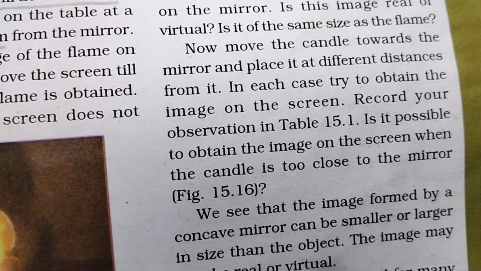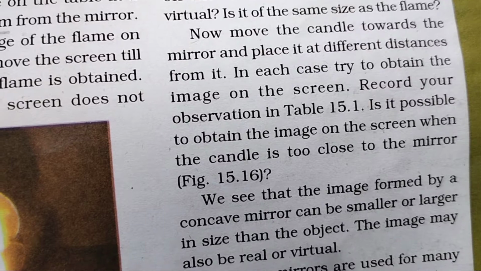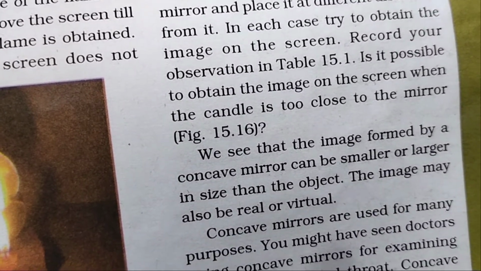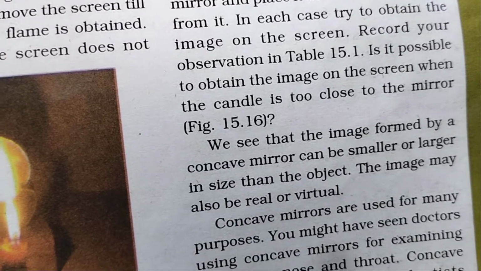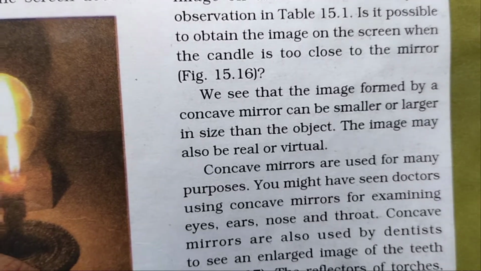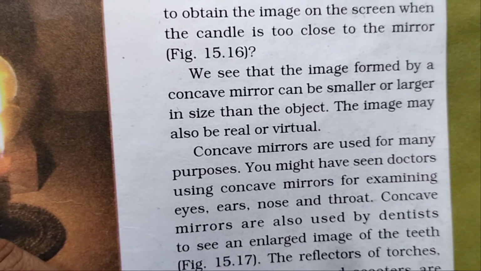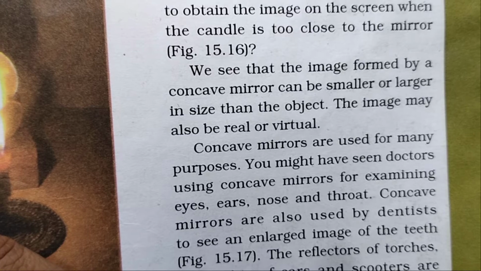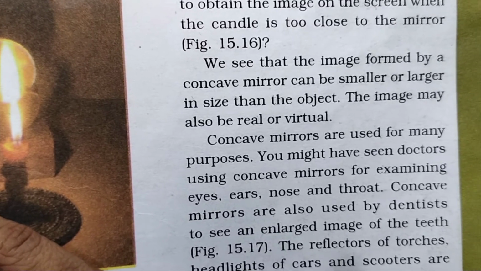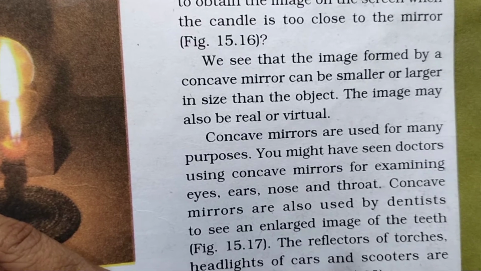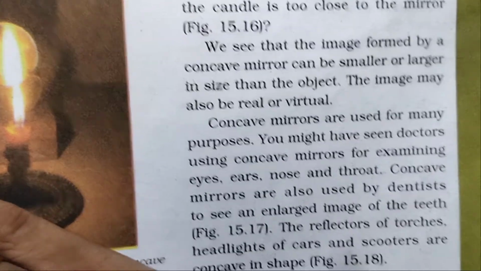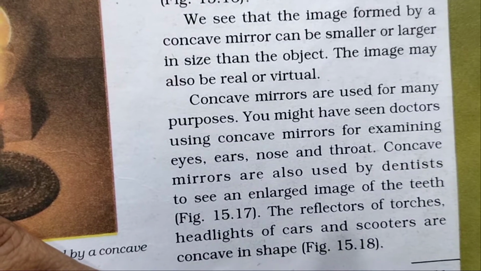In case you try to obtain the images on the screen, you record your observations in table 15.1. If it is possible, you can obtain this image on the screen also when the candle is too close to the mirror. Please record your observations in table 15.1. We see that the image is formed. Now, what is the result of this activity? It is that the images formed by a concave mirror can be smaller or larger in size than that of the object. Clear? It merely depends upon whether the image is virtual or real. So the concave mirrors are used for many purposes.